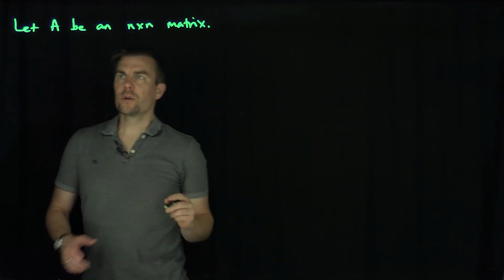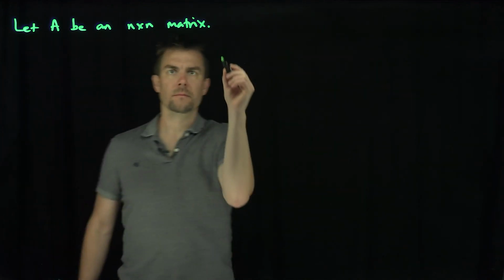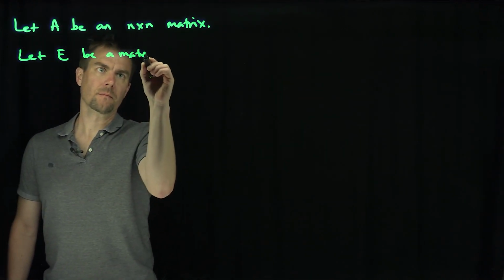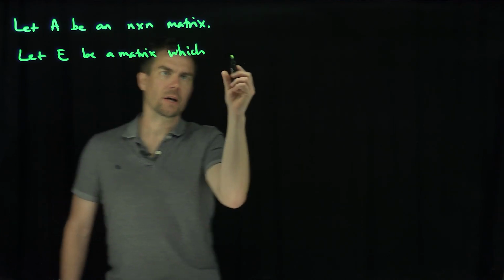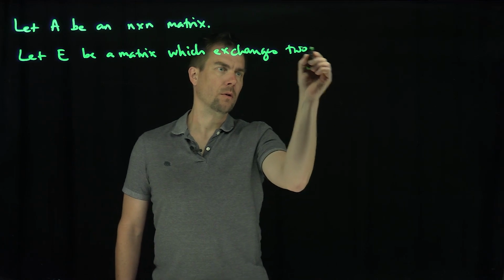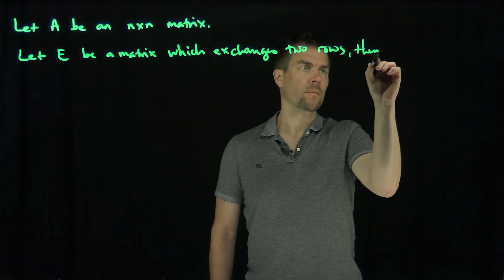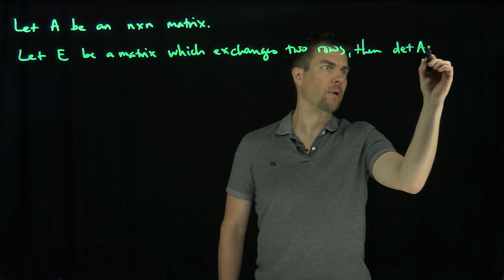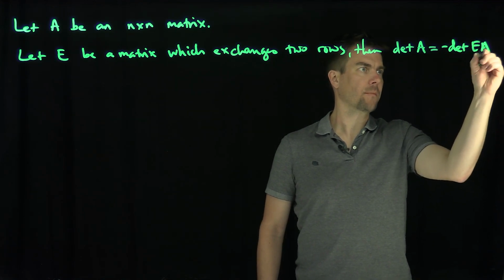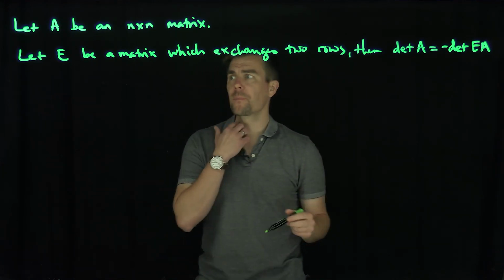Suppose E is a matrix which exchanges two rows. This is one of our elementary matrices. Then the determinant of A is going to be the negative of the determinant of EA. In other words, if you exchange two rows, the effect that has on the determinant is that it will change the sign of the determinant. So let's prove this.